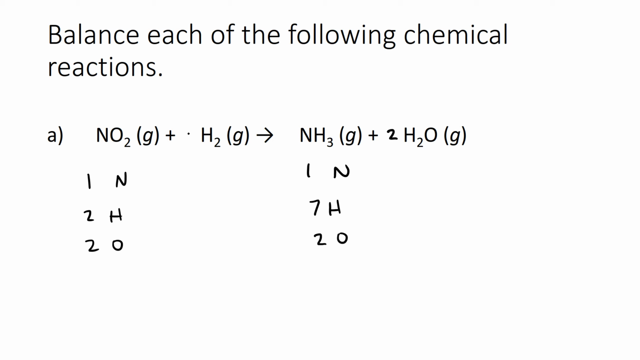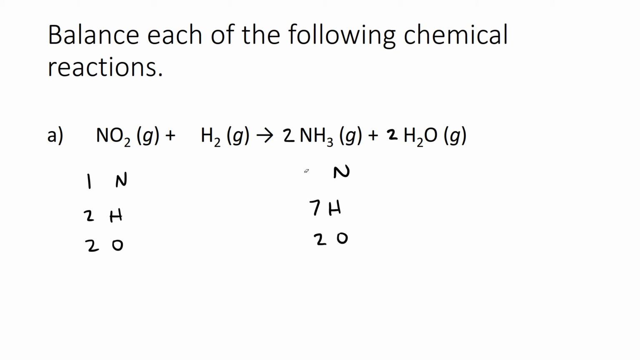Unfortunately, no matter what number I put in front of this H2 molecule, I won't be able to get 7 hydrogens on the left side. So what I'm going to do instead is put a 2 in front of this NH3, because if I can make this number an even number, and this number is already even, the total number of hydrogens will be even, and then I can easily balance that out by putting a whole number in front of this H2.